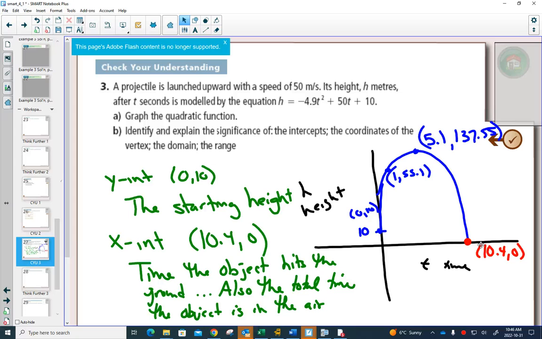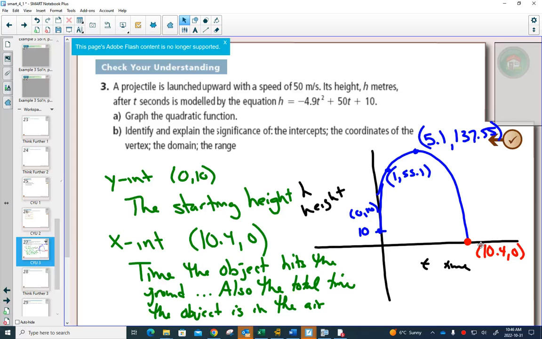Do you think you could throw a ball up in the air with a speed of 50 meters per second? Okay? Sometimes math textbooks give you an equation and it has no real life application whatsoever. I can tell you that this equation is pretty much perfect.